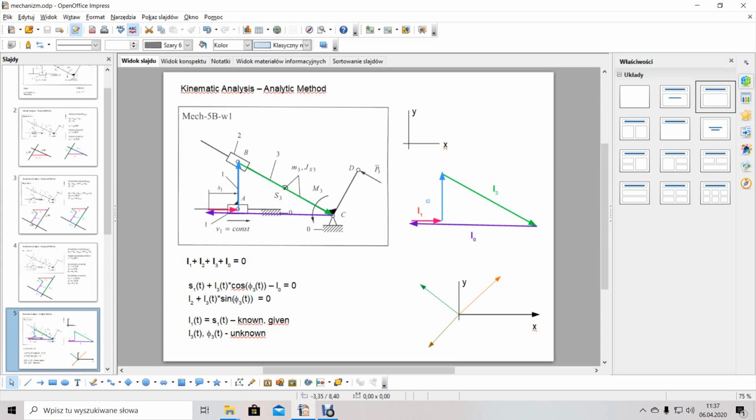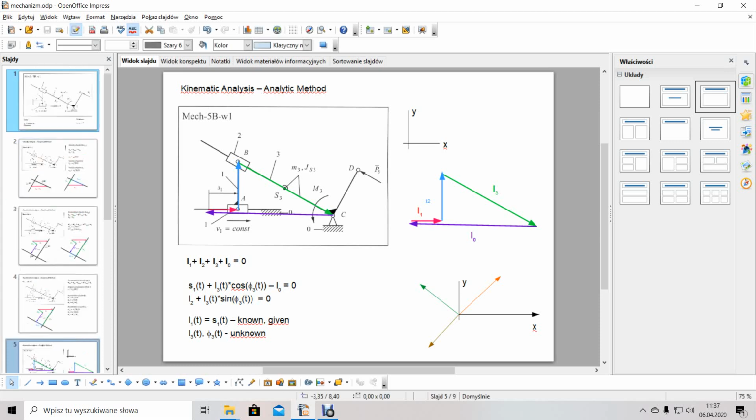Okay, I think we have to finish this presentation, and the next presentation topic will be analysis of the forces acting on the mechanism.